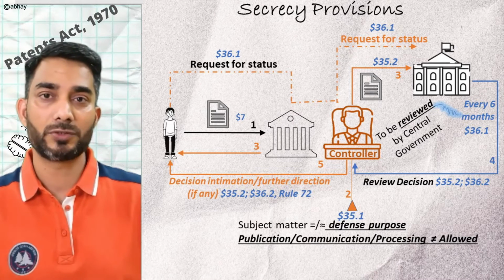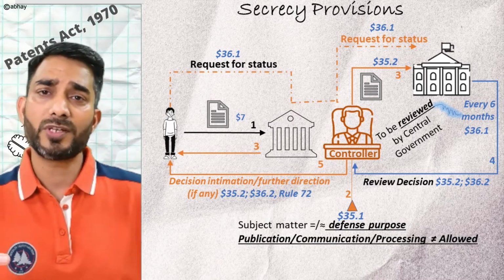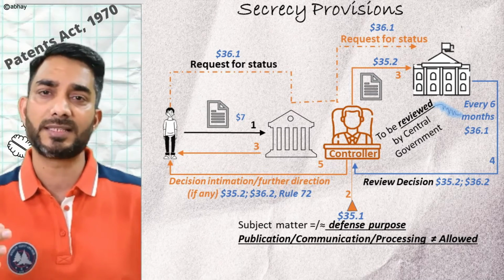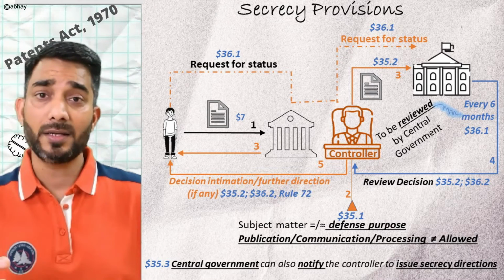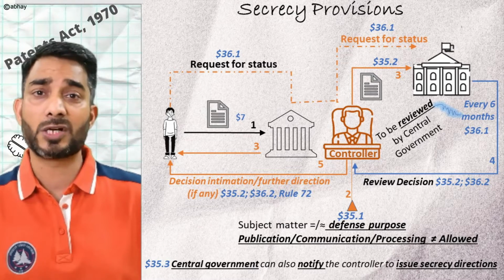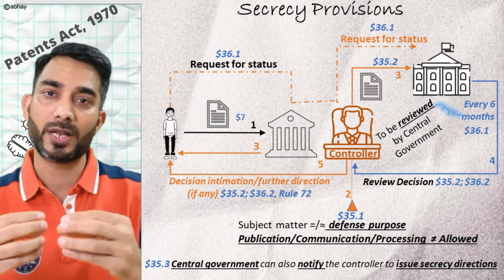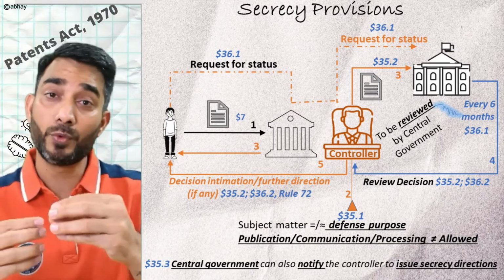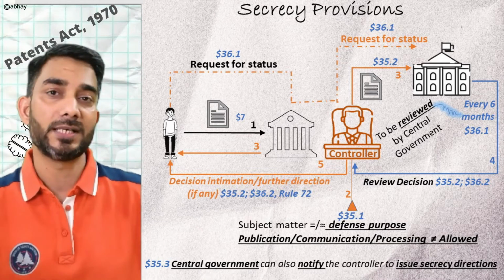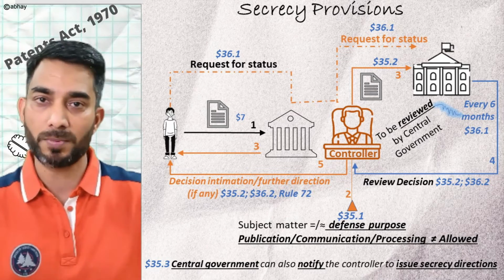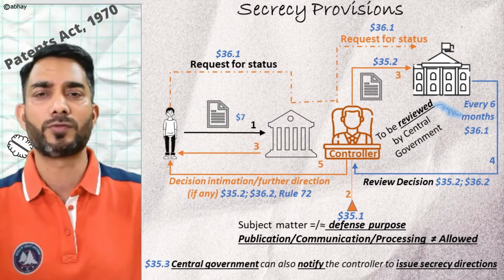There could be a few scenarios where the controller may not have raised secrecy provisions for a particular application for which the central government is of the opinion that a secrecy direction should be imposed. In such cases, the central government can send a notification to the controller asking the controller to invoke secrecy provision regarding a particular application. It could have happened that the application had moved through the prosecution phase, maybe in order for a grant. But once such secrecy provisions are invoked, the process is stopped and the application is not granted. This was all about when a secrecy provision is invoked for an application.